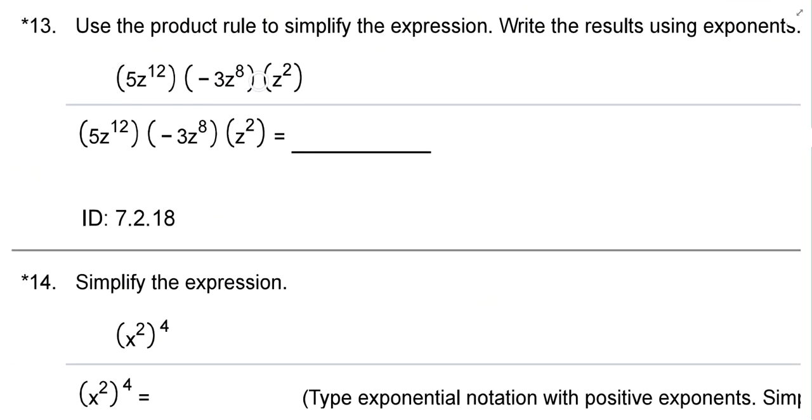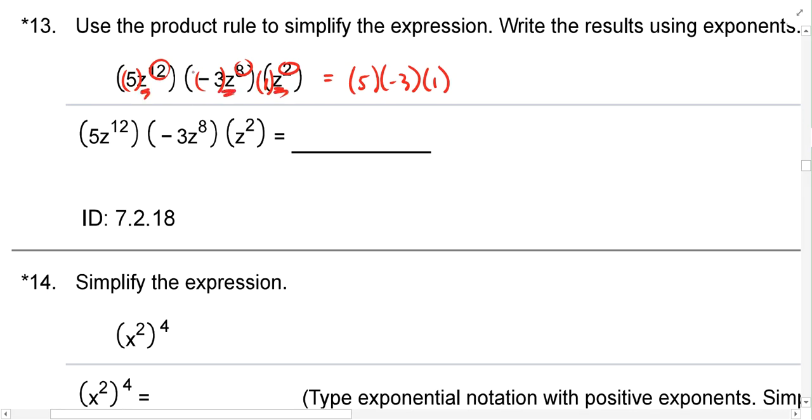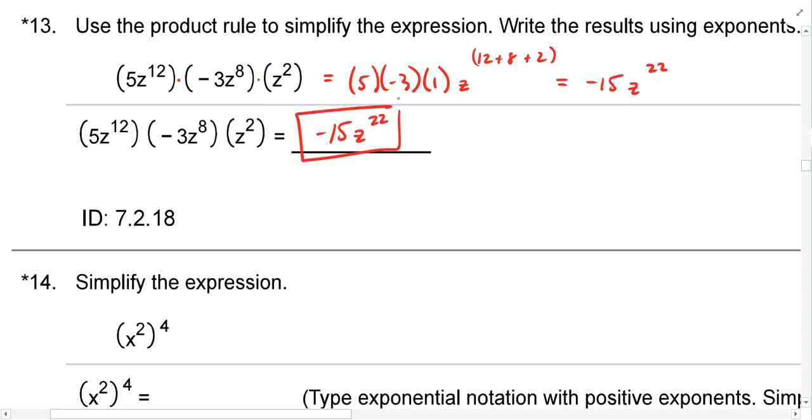Now I would approach 13 much the same way. I would multiply my coefficients together because the coefficients, and this one's got an assumed 1, are not part of the exponents themselves, they're in front of the exponents, so those get multiplied together. Then the exponents can be added, and the reason why they can be added is because the bases are all the same, and if you didn't notice, there's an implied multiplication symbol in between each. So when the bases multiply, the exponents add, and we end up with negative 15z to the 22nd power.